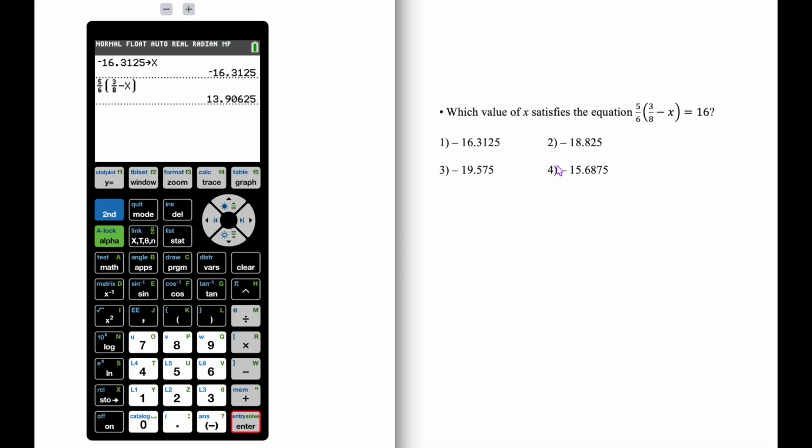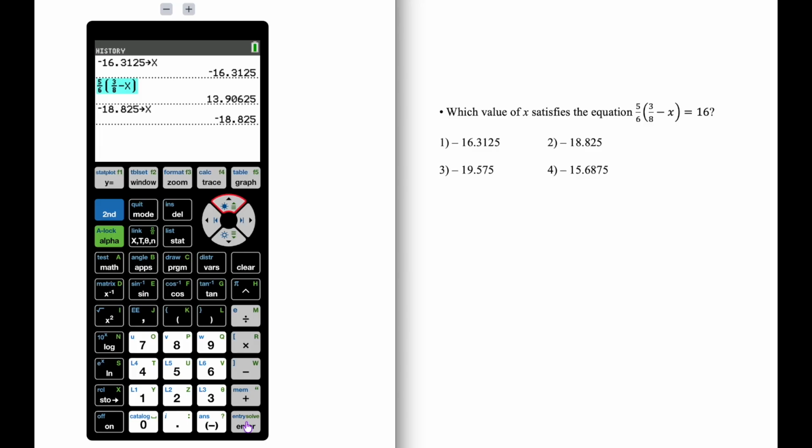From here, we're just going to store on the next one, negative 18.825. Negative 18.825, store x, enter. Now, copy-paste time. There's my expression. I'm going to just copy and paste it. I'm not going to rewrite it, not going to have to make fractions again.